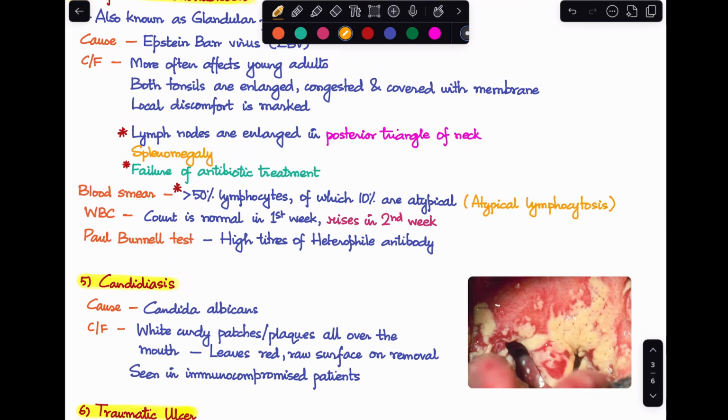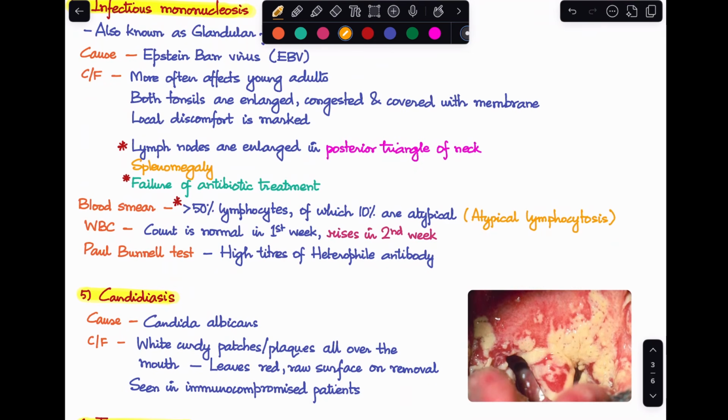Moving on to our next cause, we have candidiasis. If we look at the image on the right side over here, this is what a typical image of oral candidiasis looks like. And the cause over here is Candida albicans. What we see here is white curdy patches or plaques all over the mouth. When you try to remove these patches, they'll leave a red raw surface on removal, but there will be no bleeding. And a very important feature here is that this will be seen in immunocompromised patients mainly. This is a very important differentiating factor over here.